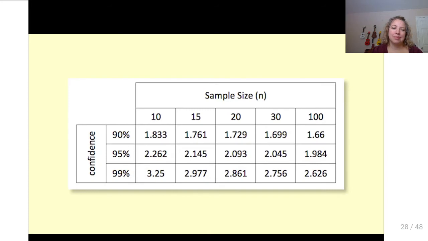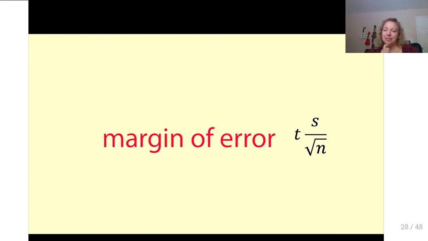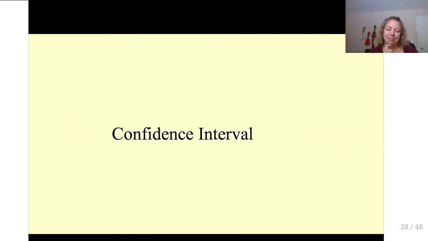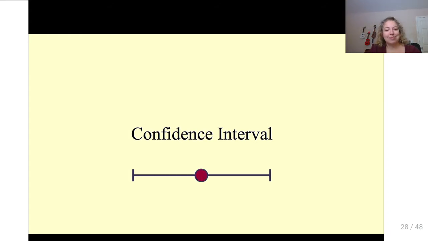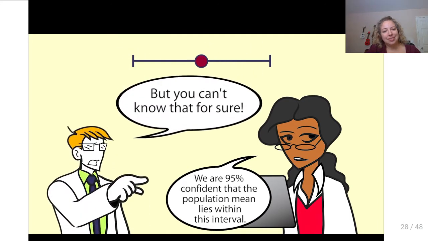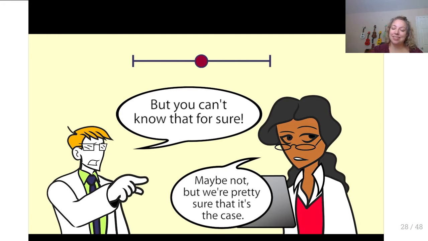Here are some t-values for different sample sizes and confidence levels. We multiply the standard error by the t-value to get the margin of error. So now we add and subtract the margin of error from the sample mean to find the confidence interval. This confidence interval gives us a range of values that we can be pretty sure or confident contains the mean from the population. We can explicitly state how confident we are. It is quite possible that this interval will not contain the mean of the population, but usually a confidence interval will contain the population parameter we are estimating.